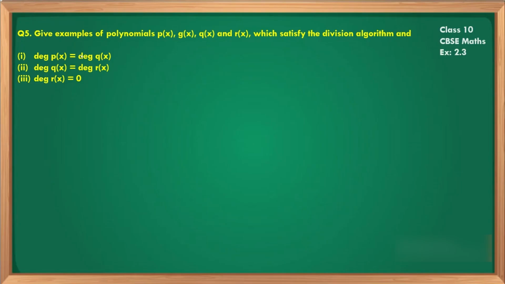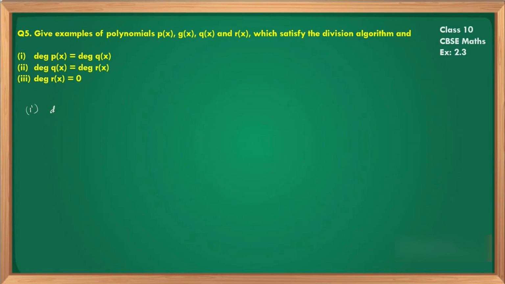Hello students, now we are going to talk about question 5. This says give examples of polynomials px, gx, qx and rx which satisfy the division algorithm, and they are given in 3 parts here. Now we have to quote such examples to prove that the degree of a polynomial is equal to the degree of the quotient. Now let us first take part 1.